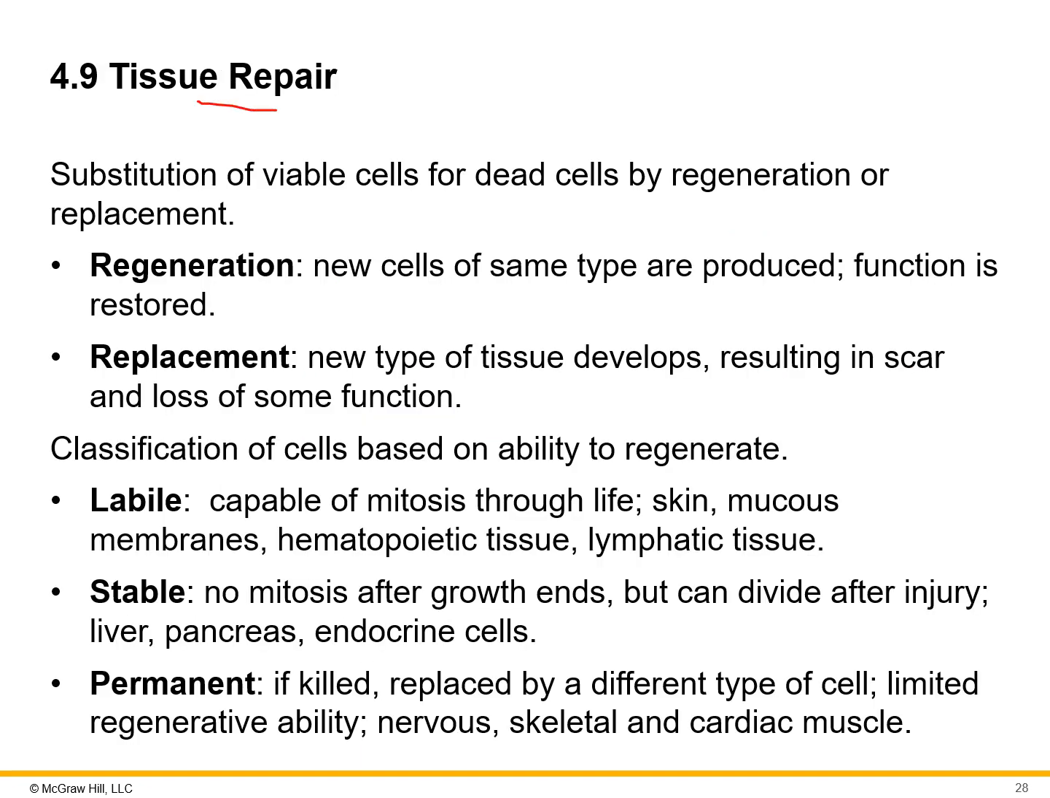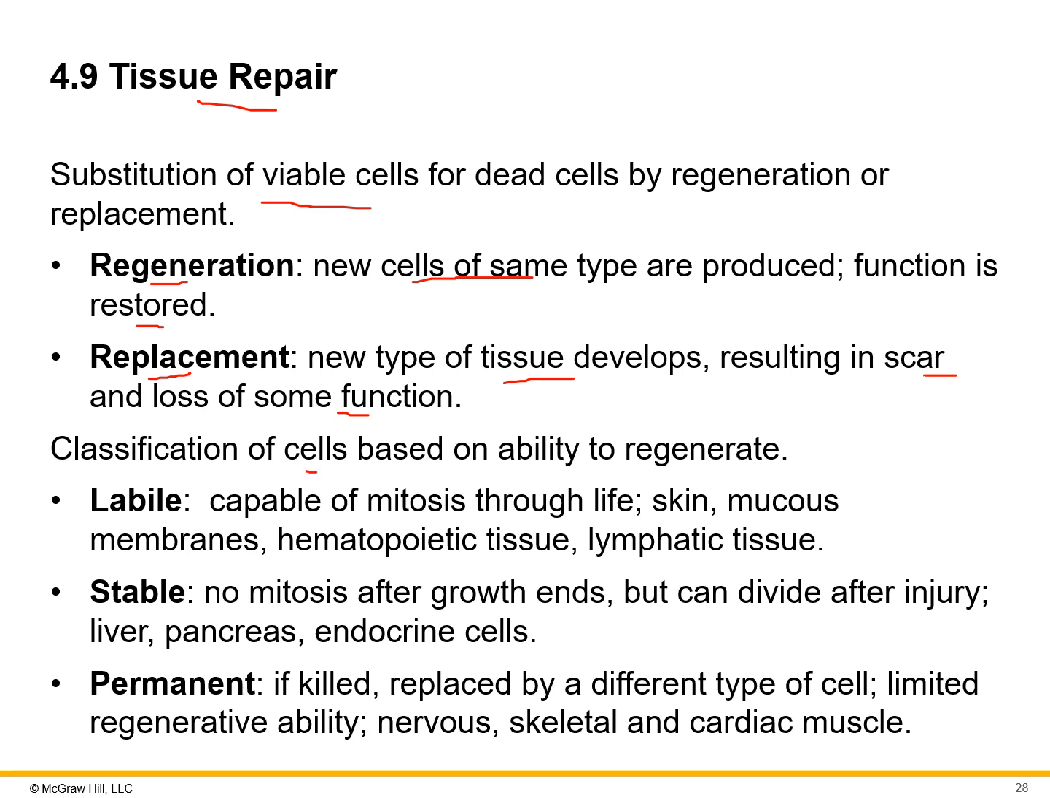Now, in tissue repair, again, inflammation kind of triggers the process, but then to actually repair the tissue, this is going to substitute viable cells for dead ones. So just a couple of terms: regeneration. This is when new cells of the same type are made, and so function is restored. Replacement, though, would be whenever a new type of tissue develops. So this would include something like a scar, which can include some loss of function.